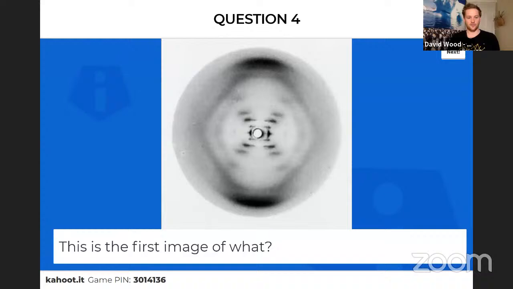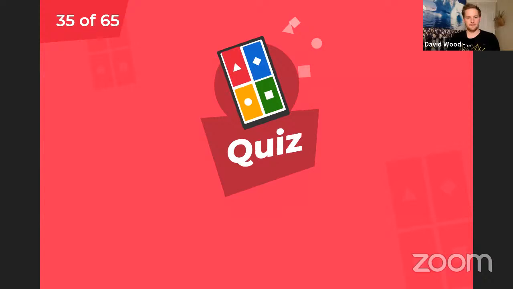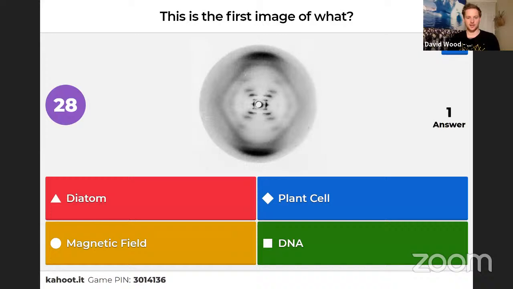Question four, this is the first image of what? Very famous image. Is it a diatom, a plant cell, a magnetic field, or DNA? The first ever image. What is this blurred image of? Why is it so important?